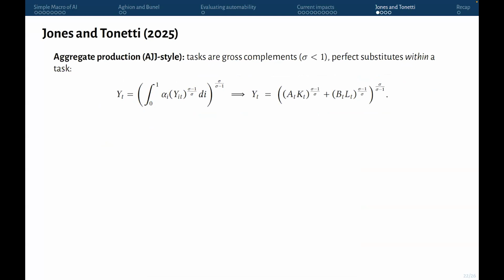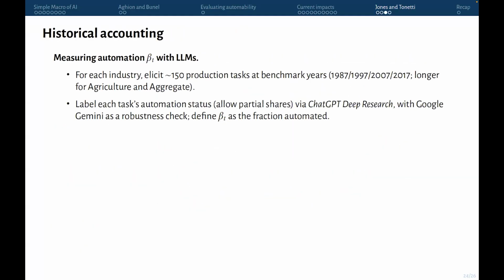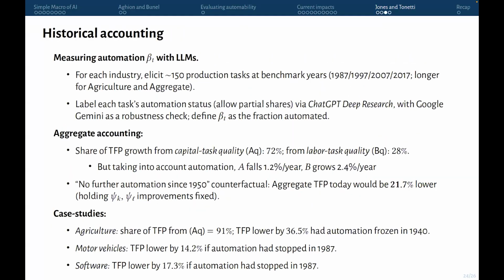Jones and Tonetti have a cool paper. You should look at the slides. They basically figure out how much automation has contributed to growth historically. It is important to understand the methodology, but the headline takeaway, among multiple interesting takeaways, is that had there been no automation since 1950, aggregate TFP today would be 22% lower.